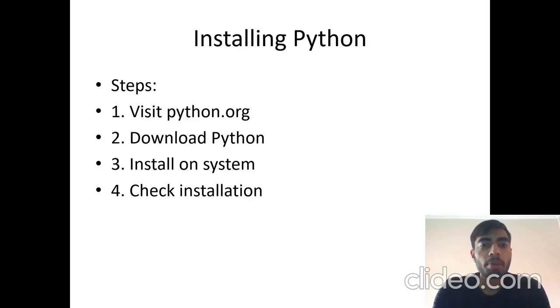Before we can write a Python program, we need to install Python on our computer. First, visit the official Python website at python.org. Download the latest version available for your operating system. During installation, make sure you check the option called Add Python to PATH. This is important because it allows your computer to recognize Python from the command line. After installation is complete, you can verify it by opening the command prompt and typing python --version. If the version number appears, your installation was successful.